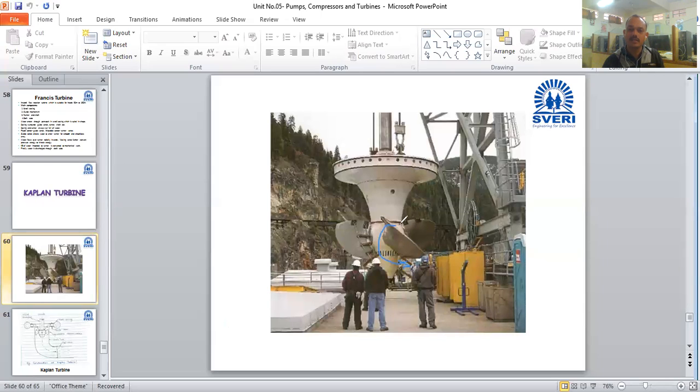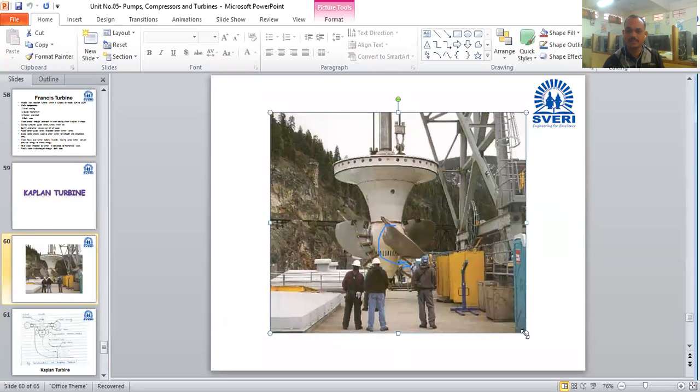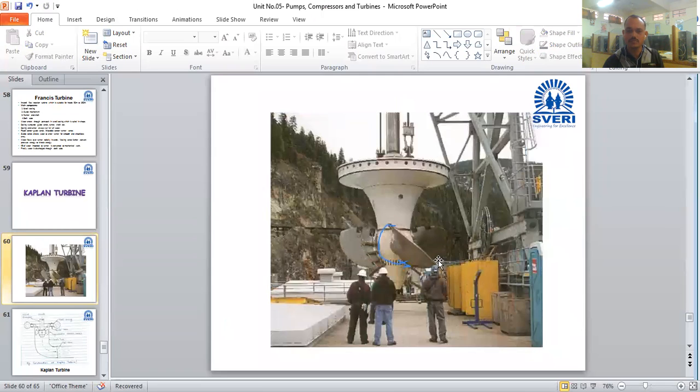Okay, these blades can rotate in the Kaplan turbine, and in the propeller turbine they will not rotate, or the vanes will not rotate. Okay, what did you understand about the difference? Very simple difference. Okay.